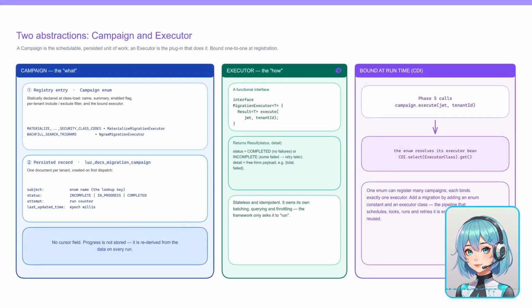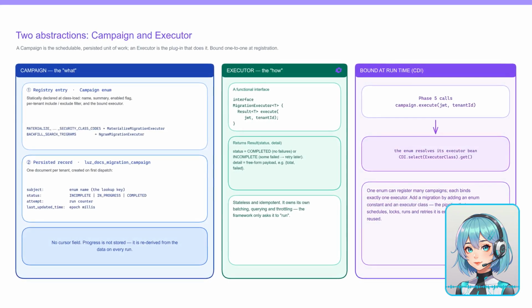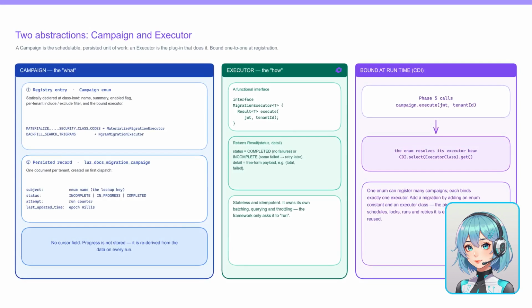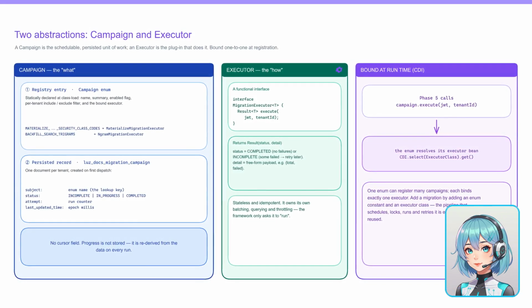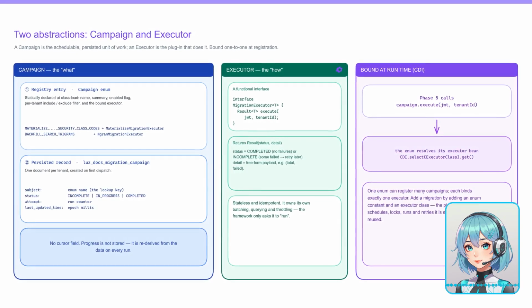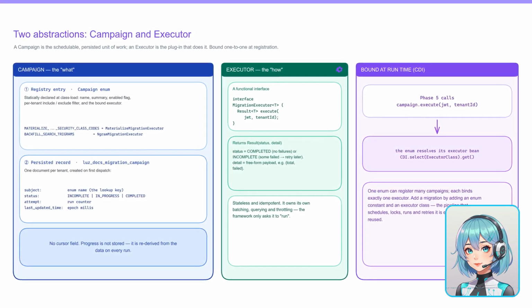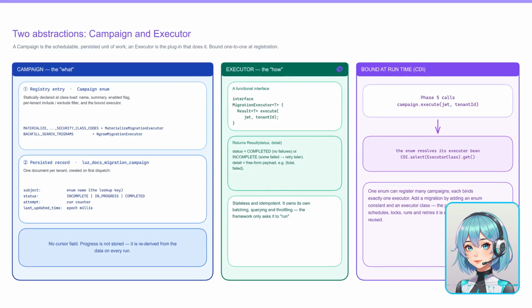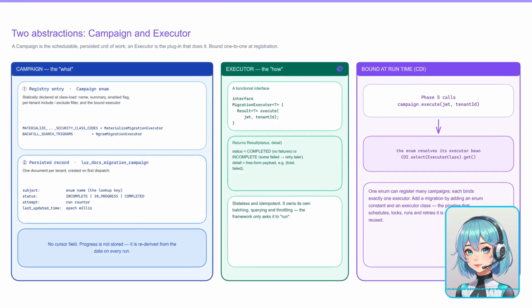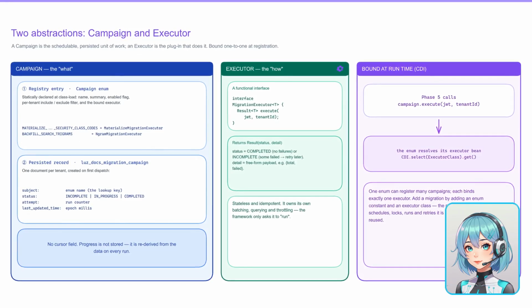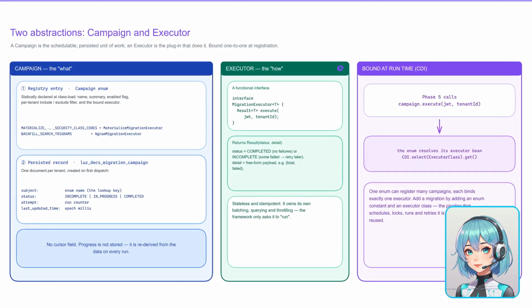A campaign has 2 faces. First, a registry entry, a constant in the campaign enum declaring its name, summary, enabled flag, per tenant include and exclude filters, and the executor it's bound to. Second, a persisted record in the migration campaign collection, 1 document per tenant, holding the subject, the status, an attempt counter, and a last updated timestamp.